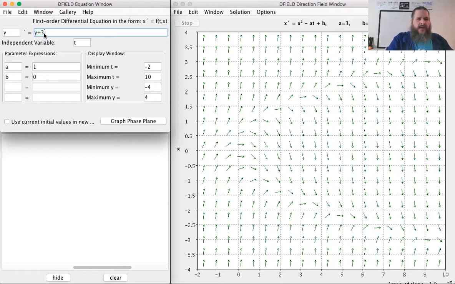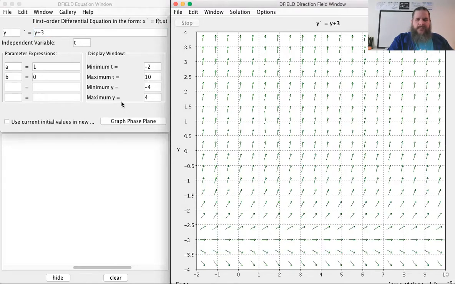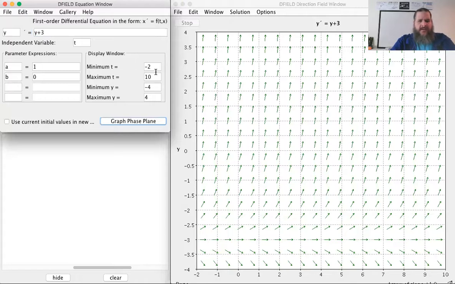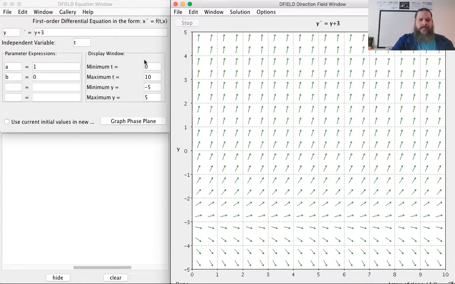All right, so if we wanted to graph the direction field for y prime equals y plus 3, type that in, hit graph. Probably want to narrow that down a little bit. Let's say we have t from 0 to 10, y from maybe -5 to 5. There we go. So here's our direction field.